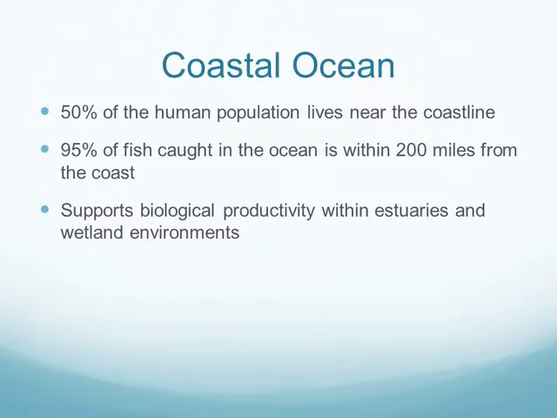95% of the fish caught within the ocean is within 200 miles of the coastline. So that means almost all of our seafood resources are caught by the coast. And the coastal ocean supports huge biological productivity and biodiversity, which includes wetlands and estuaries. So these regions on the coastline produce a lot of seafood resources as well as biology. It can support huge amounts of biology.